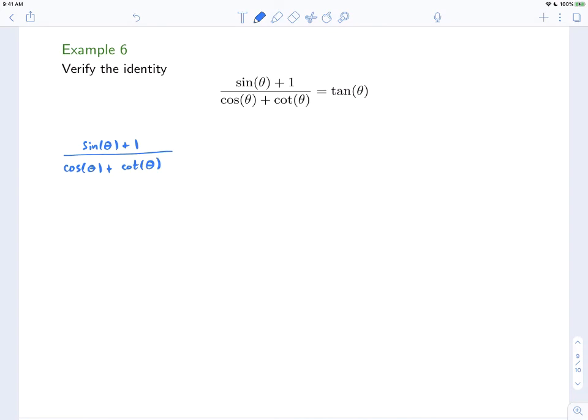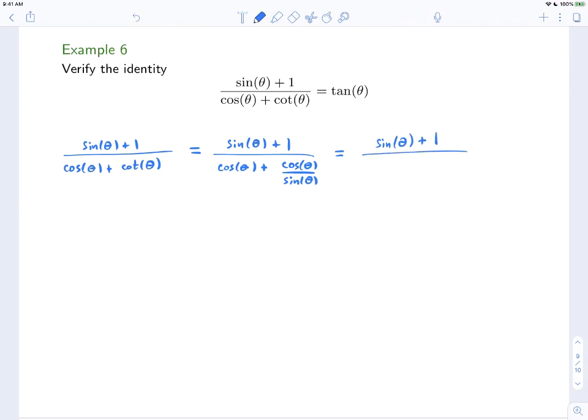The next thing we'll do is rewrite this in terms of sine and cosine. Well, most of it already is in terms of sine and cosine, but here there's a cotangent. So let's just rewrite that in terms of sine and cosine. So the numerator is sine of theta plus 1, and the denominator is cosine of theta plus, and cotangent is cosine over sine. Cosine theta over sine of theta. Okay. So this is equal to, so the numerator, we're not going to do anything to it.